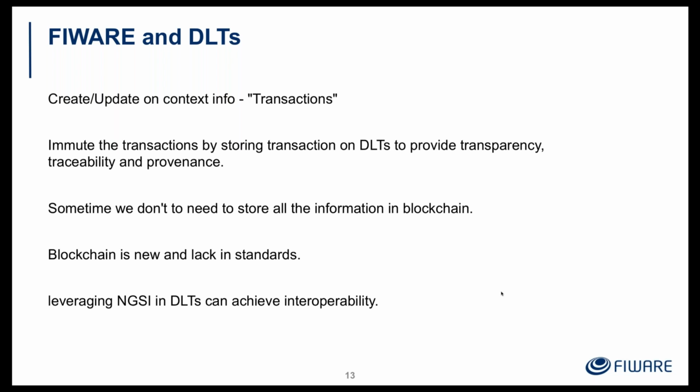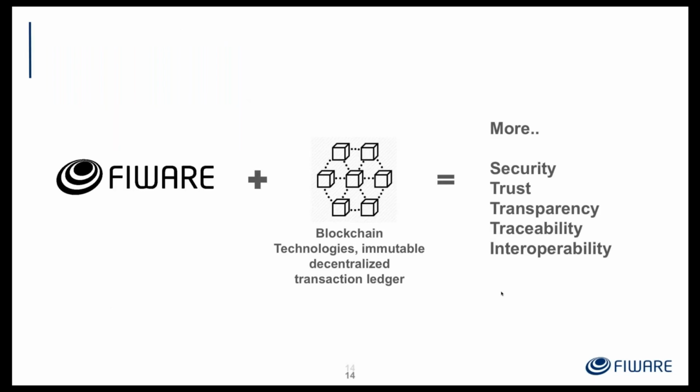And blockchain also lacks standards because it's quite a new technology and there are not many standards yet. So here we can leverage NGSI in a DLT, and it will also help us achieve interoperability in case we want to move from one system to another. So the combination of blockchain and FIWARE will result in more security, trust, transparency, and traceability. Traceability and transparency we can achieve using the immutable nature of blockchain technologies, and interoperability using the standards behind FIWARE.